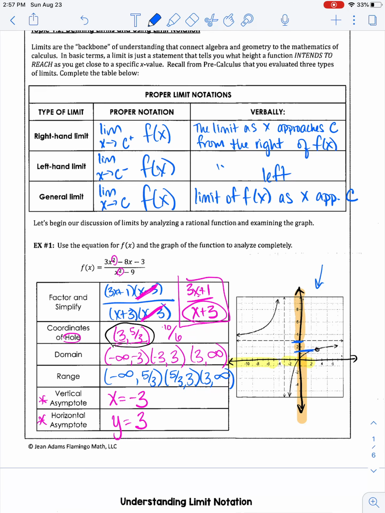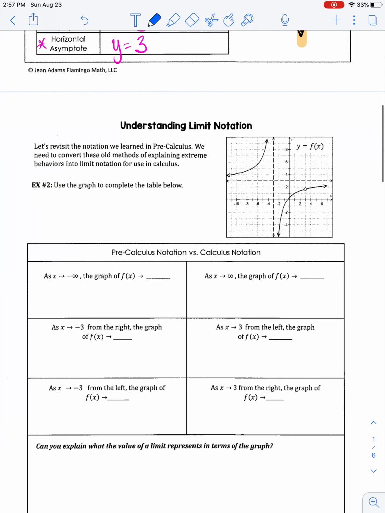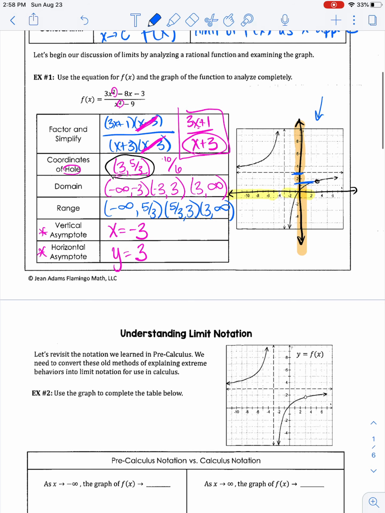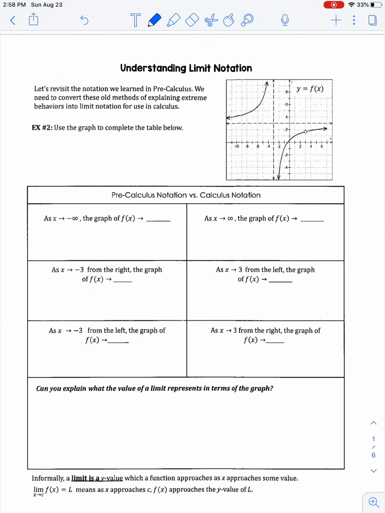Okay. So now let's take this function. Now that we've figured out all this information and we could have graphed it, even though that was provided for us, now let's use this function because it has some interesting things going on, and let's talk about limits. So let's revisit the notation we learned in pre-cal. We need to convert these old methods of explaining extreme behaviors into limit notation for use in calculus. So use the graph to complete the table below.